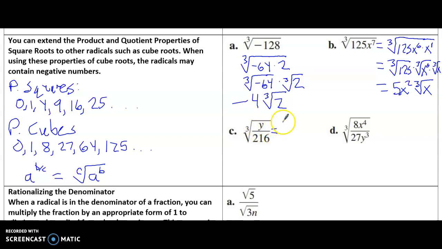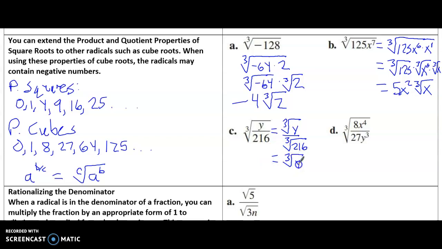Okay, cube root of y over the cube root of 216. So beautiful. Okay, let's think about this. What did I just use? I took a quotient, something that was being divided, and I split it into 2 cube roots. That's the quotient property of cube roots. I can't take the cube root of y. I'm just going to leave it like that.